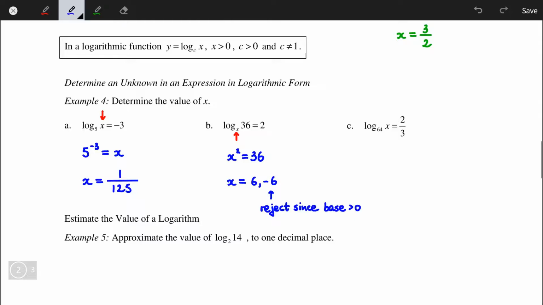One more. So here we have x is equal to 64 to the 2/3 power. So in other words, x is equal to the cube root of 64 squared, like so. So of course, the cube root of 64 is 4, and 4 squared gives us 16.